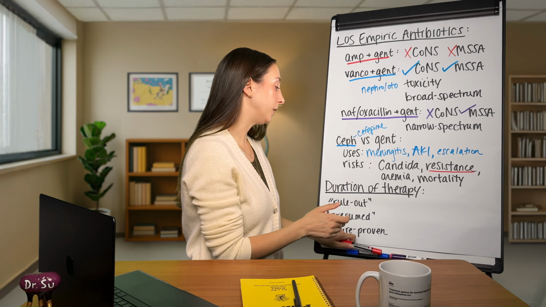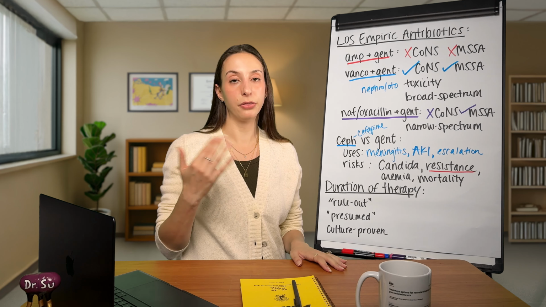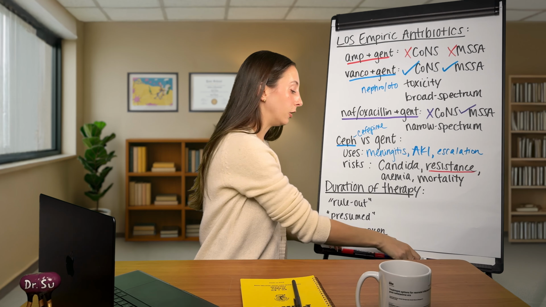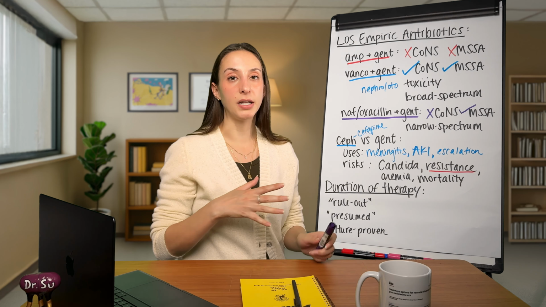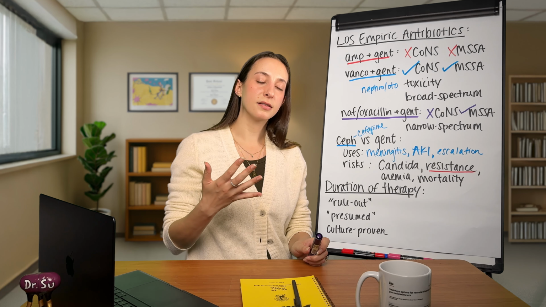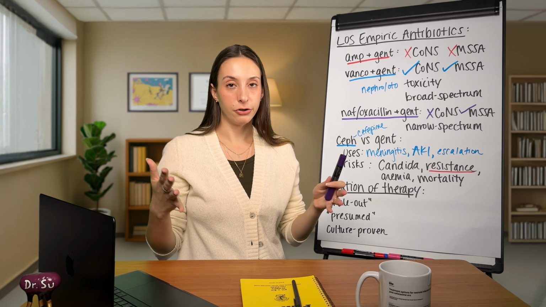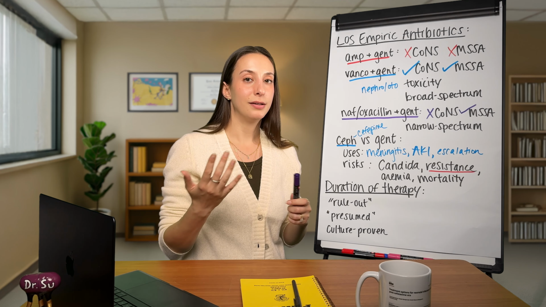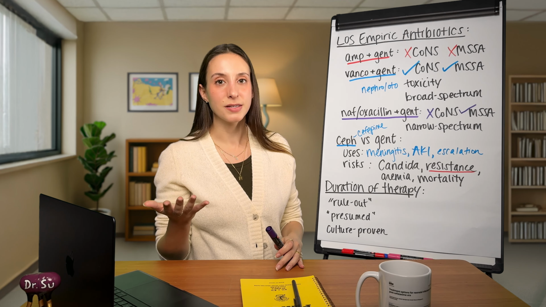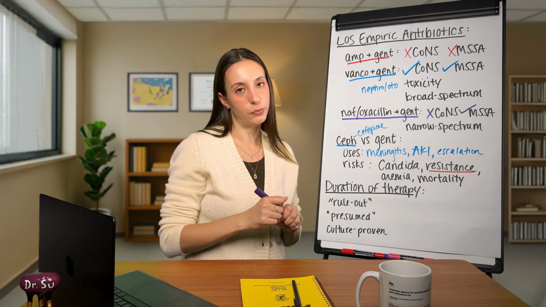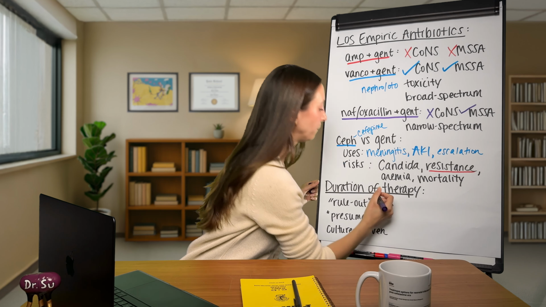So duration of therapy is essentially dictated by three scenarios. The first scenario is a rule-out sepsis, meaning that we initiate empiric antibiotics, but once the blood culture doesn't grow out at that 36 to 48-hour mark, we can say, okay, we don't really suspect sepsis anymore, the blood culture is negative, and so we can safely discontinue antibiotics.